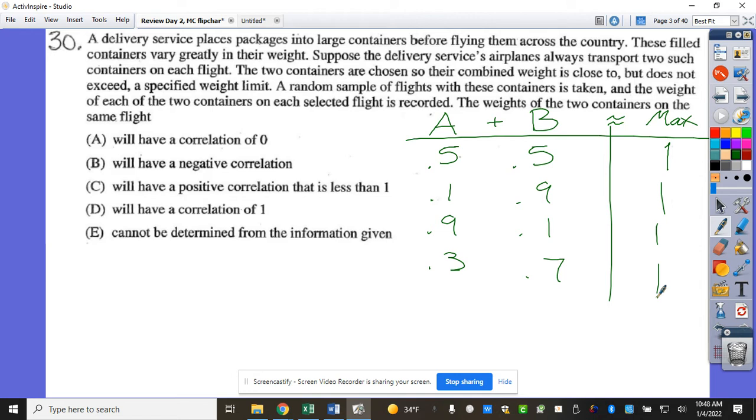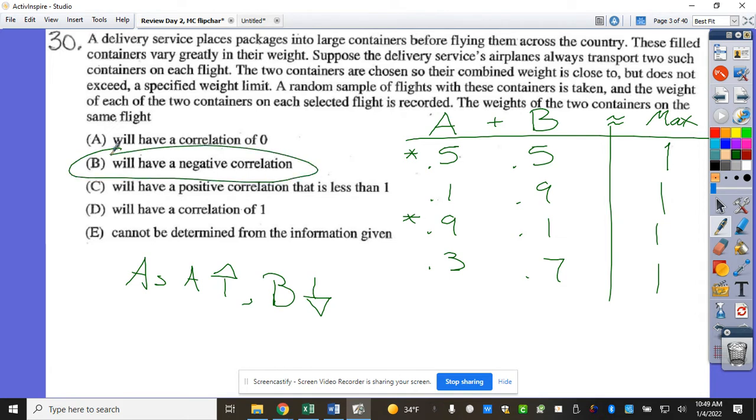As our numbers for A got bigger, what happened to our numbers for B? Smaller. So what kind of relationship do they have? And that's why I don't actually love this problem. The problem itself is easy. What it is asking is not written well.